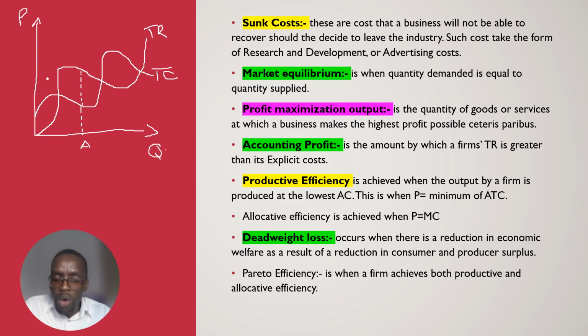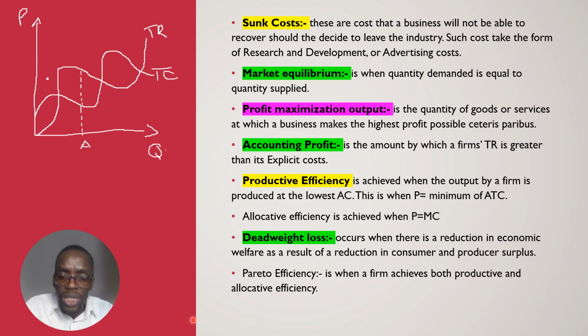Now when we talk about accounting profit, dear learners, it is the amount by which a firm's total revenue is greater than the explicit cost. Accounting profit only looks at explicit cost. It does not look at the implicit cost. At that point where our total revenue is greater than our explicit cost only, then we say that is accounting profit.